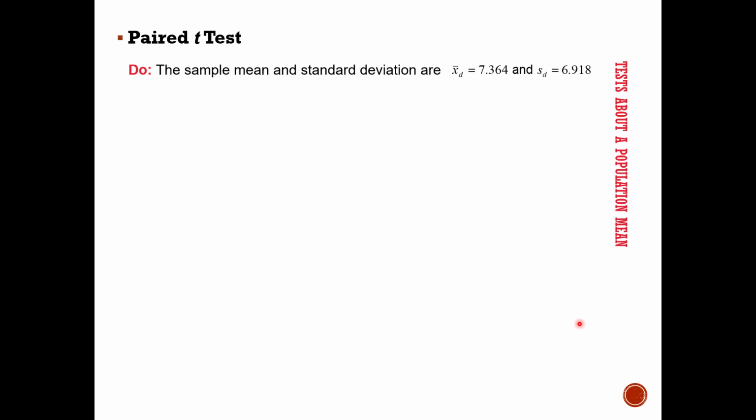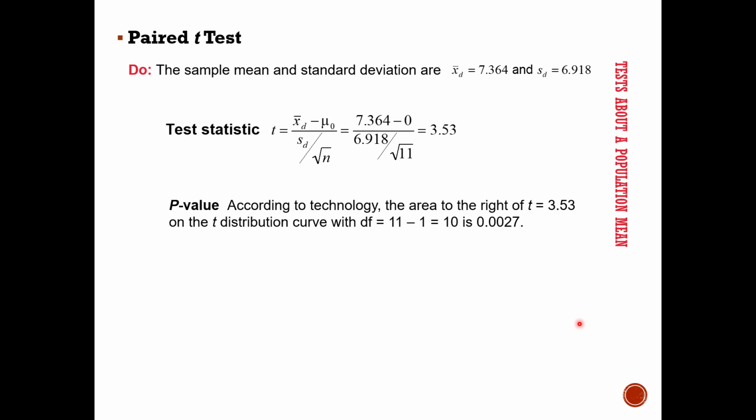Now for our do step, kind of the most fun. We have a mean difference equals 7.364. Remember, as always, I would hope that you're putting data into your calculator and letting the calculator handle this math for you. The standard deviation of the difference is going to be about 6.9. We go through and we calculate a test statistic T.